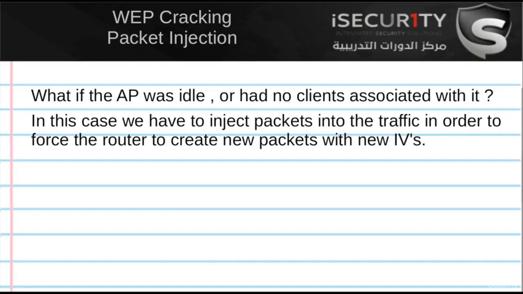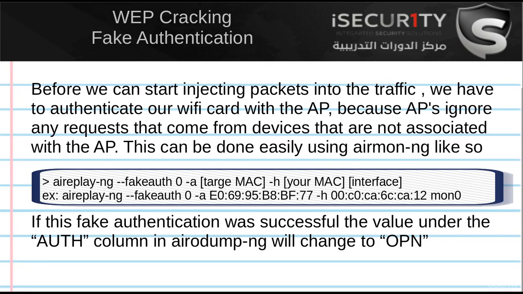So what we can do is inject packets into the traffic. When we inject packets into the traffic, we can force the AP to create new packets with new IVs in them. We capture that IV and we do that again. That's the basic idea of what we're going to do. But before we can inject packets into the air, we have to authenticate our device with the target access point.